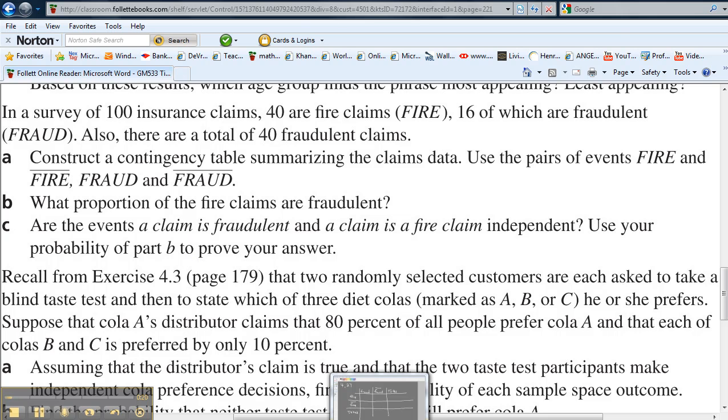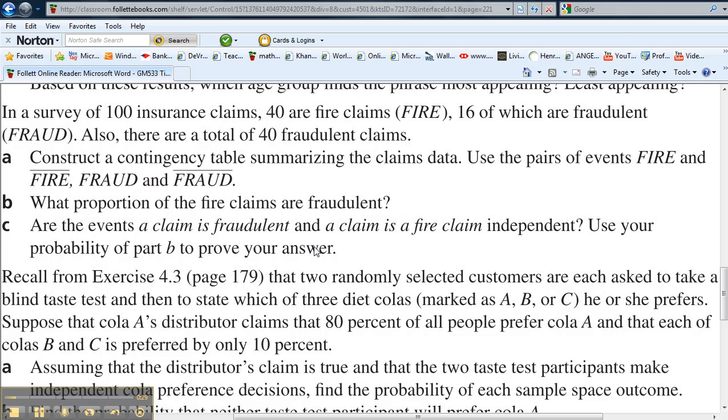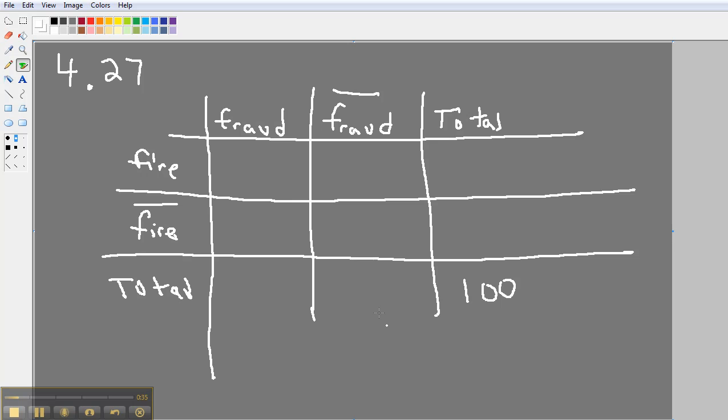In a survey of a total of 100, so 100 is your total. That goes here. 40 are fire claims, total fire claims. 16 of those are fraudulent. So we have fire claims: there are 40, and 16 of those are fraudulent. And the way you find this value is 40 minus 16 is 24.